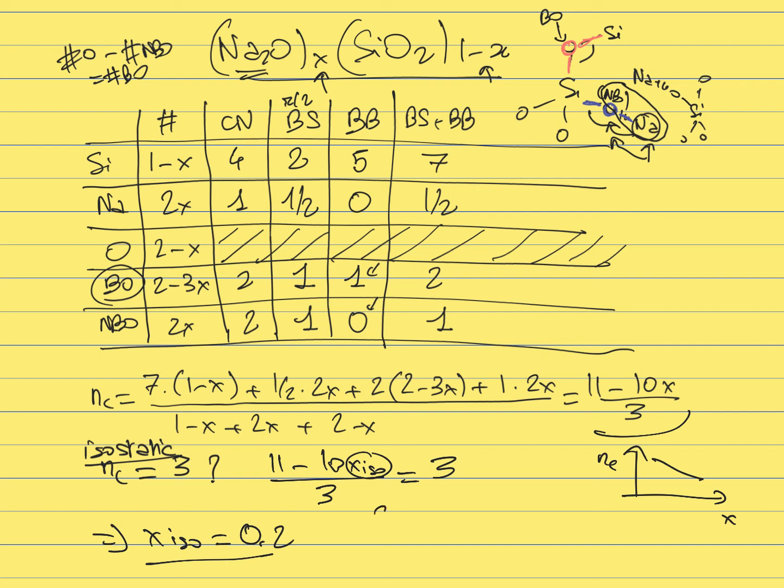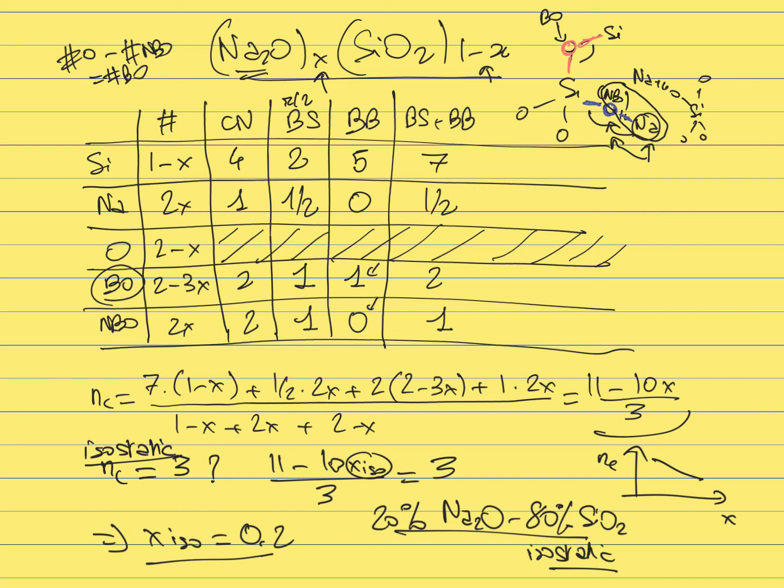It means that when you have 20% of Na2O and 80% of SiO2, this is where you will have an isostatic glass. So this type of glass with 20% sodium oxide is going to be, in this case, the optimal glass former. This is the case where the glass is going to have the maximum glass forming ability.